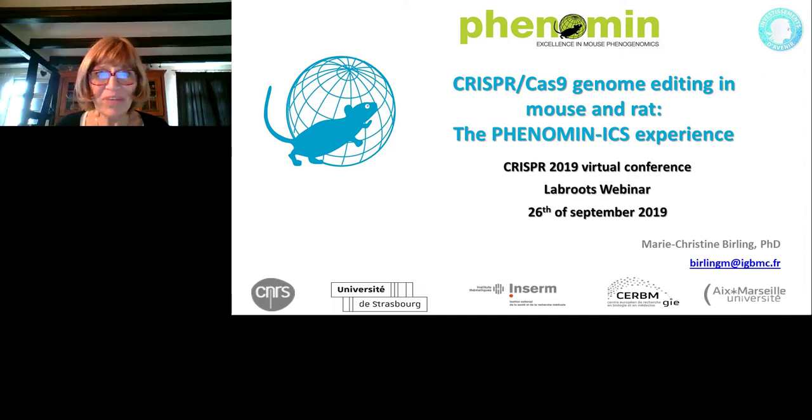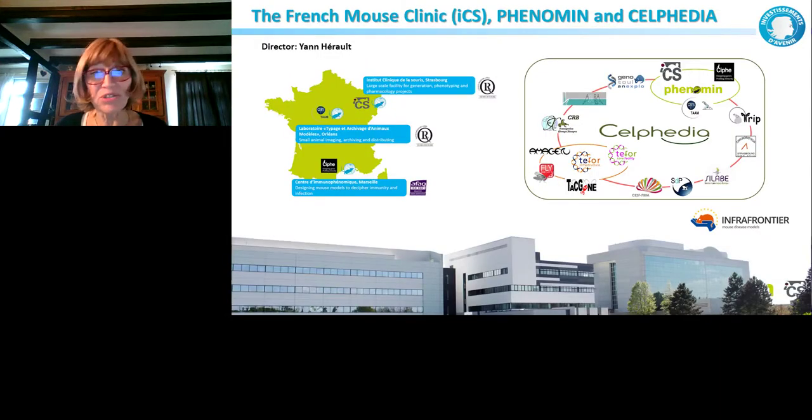Hi everybody, I'm happy to present you today the PHENOMIN-ICS experience. Just to tell where we are, because I think we have worked with CRISPR for a while: we are the French mouse clinic here, and I'm head of the genetic engineering and genome editing service, where we do all this work generating new mouse models. We are part of PHENOMIN, which is three related centers, that's the left panel, and we are also part of Cellmedia. On the back you can see the center and the ICS mouse clinic near Strasbourg in France, on the left panel at the bottom.